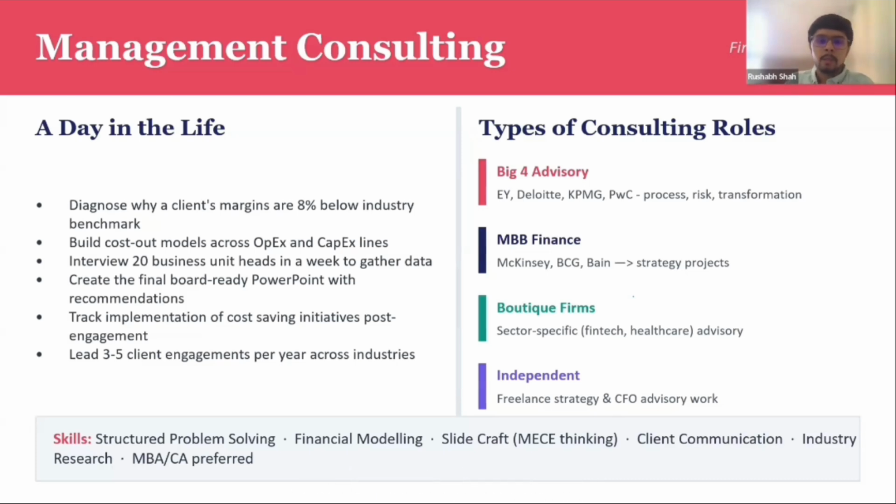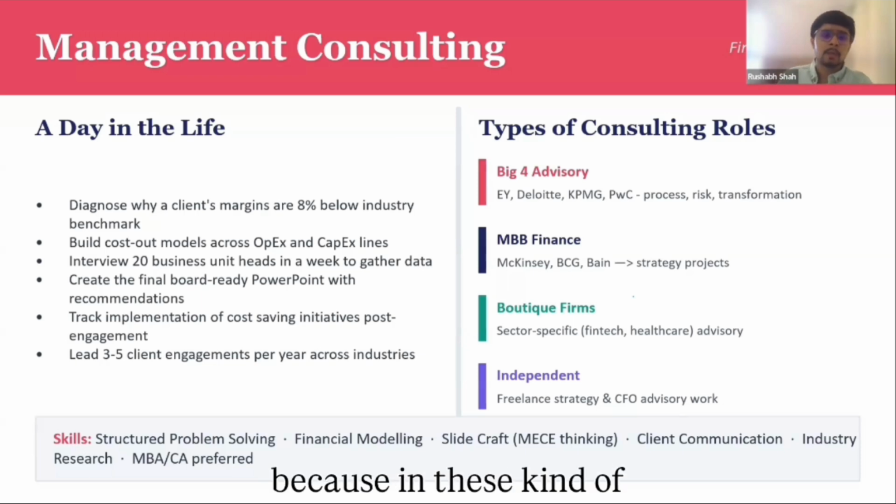So what is MECE? It's mutually exclusive, completely exhaustive. It's a language in consulting where you come up with solutions, so basically you're coming up with 3 to 4 solutions which are exclusive to each other. There are no overlaps. At the same time, you ensure that all the solutions fall within this particular frame, so there is no solution that exists outside this frame.